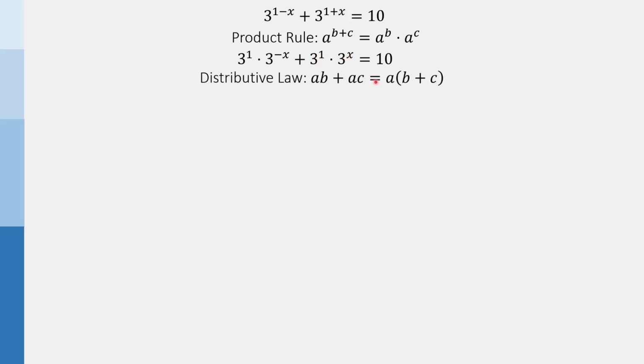We're going to remove this 3 over here. We're going to use the distributive law. We're going to remove the 3, and we're going to divide the 3 on both sides. So now we divide, and this cancels it out.